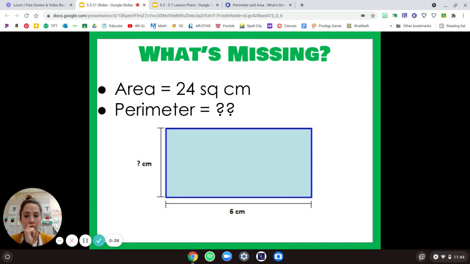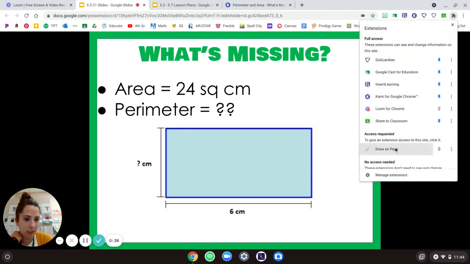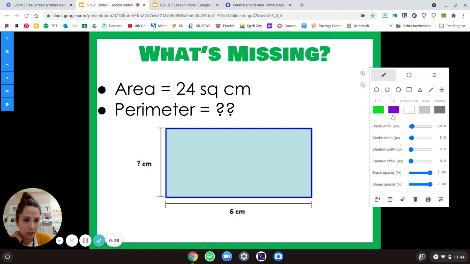We know something though. We know our area. So we know our area is 24 square meters. So I'm going to try this out. All right. So we know our area is 24 square meters. And area we know is length times width.